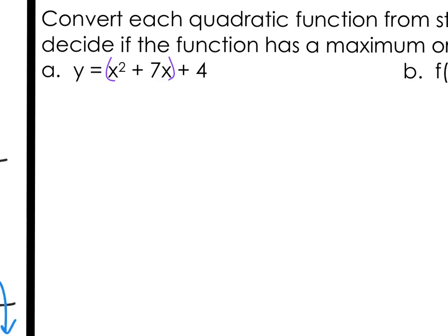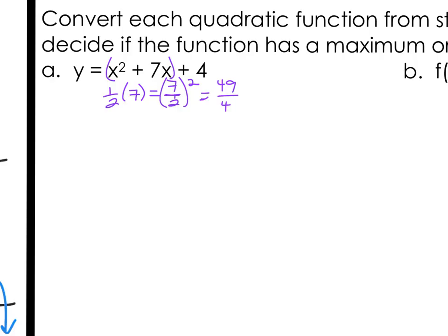Step 2, take half of the b value. Well, half of 7, again without decimals, is 7 halves. Remember that number. Maybe you want to put a star by it or circle it. We are going to see it later, even though it's a fraction. But then we have to square that, which means we have to square the top and the bottom. 7 squared is 49, and 2 squared is 4.